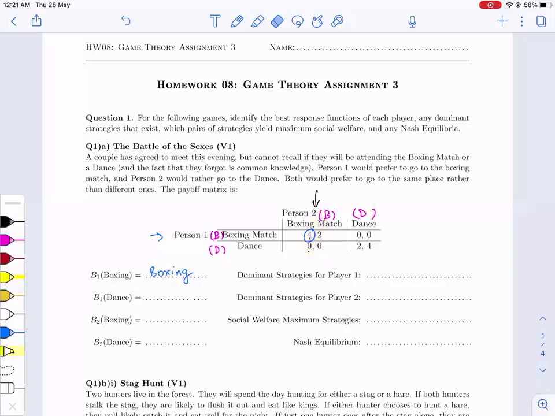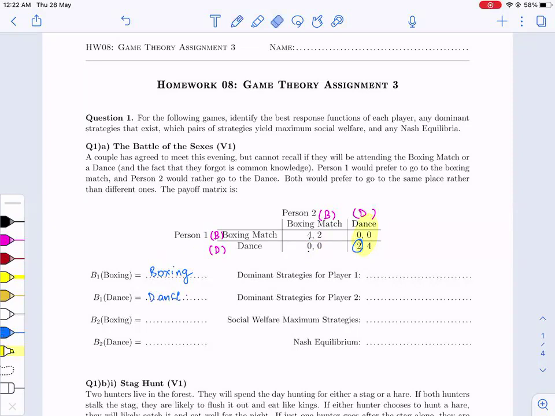Similarly, let's look at the situation when person 2 decides to go to the dance. So this column here. And now we're looking for the best response for person 1. So we're interested in the payoff for person 1, which is given by the first numbers in these boxes. So compare 0 and 2. 2 is the bigger payoff. That means that this strategy is the best response for player 1, given that person 2 decides to go to the dance. So best response to dance is dance.